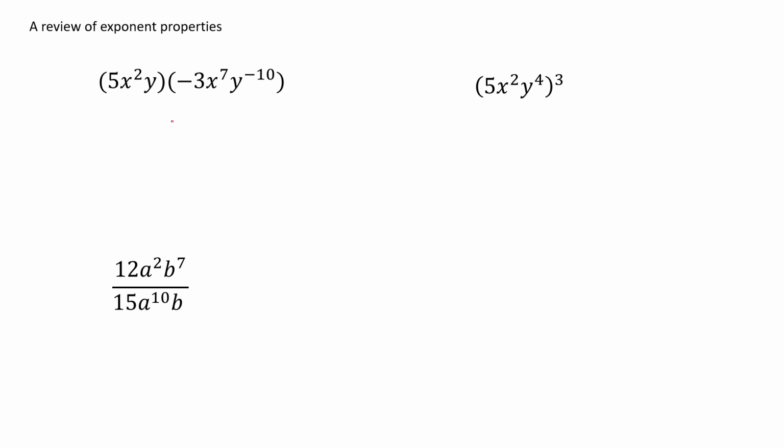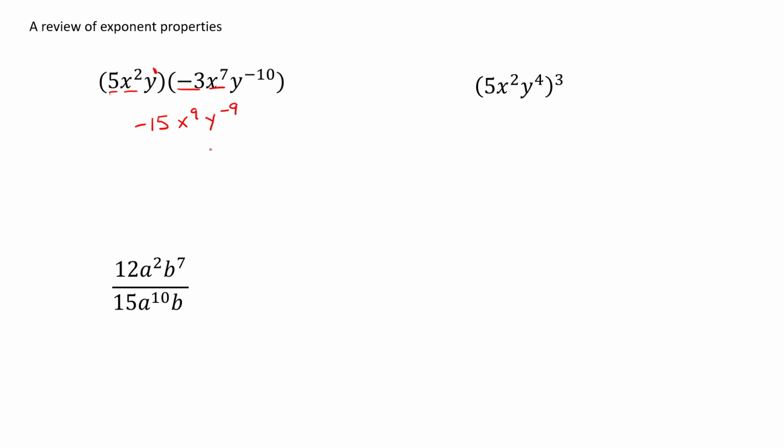You need to know how to multiply. Remember, we just multiply the numbers. So negative 15, right? 5 times negative 3. And then we add exponents. So this will be x to the 9. And then there's really a hidden 1 here. So 1 and negative 10 gives me negative 9.